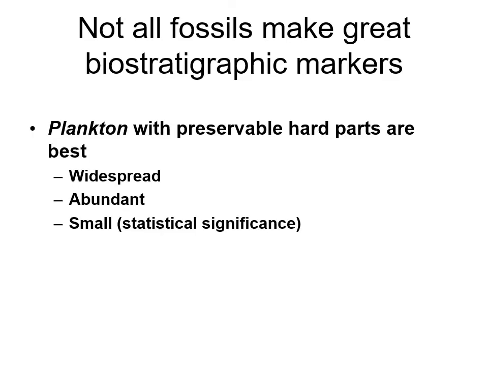And actually, plankton, small microfossils, which is something we're going to get into in lab pretty soon, really help out a lot with this. So small planktonic organisms with preservable hard parts are really the best. And there's a few reasons for this. Preservable hard parts meaning they can make good fossils. They're widespread. We find them all over the place.